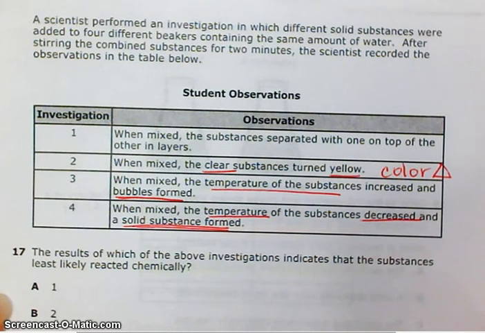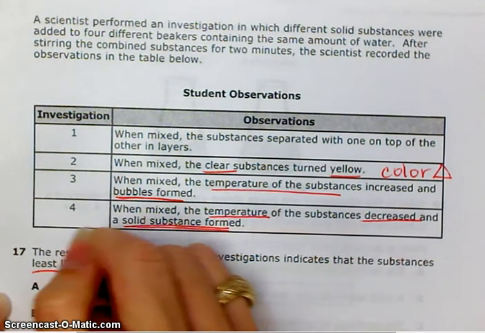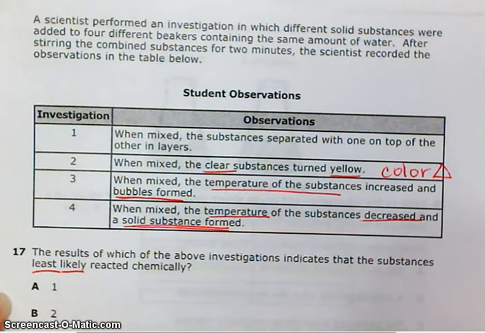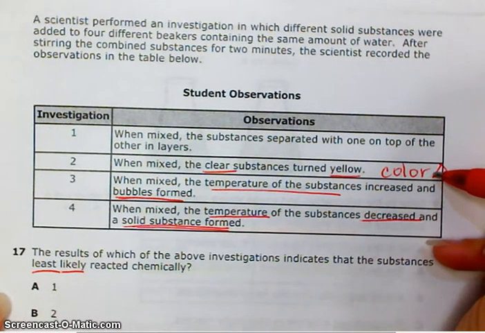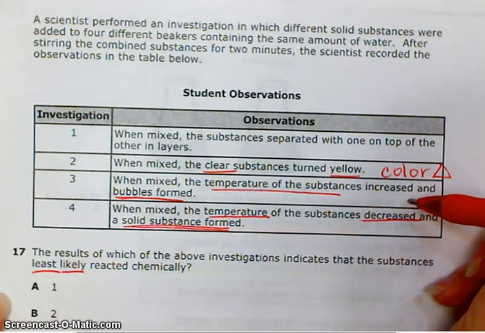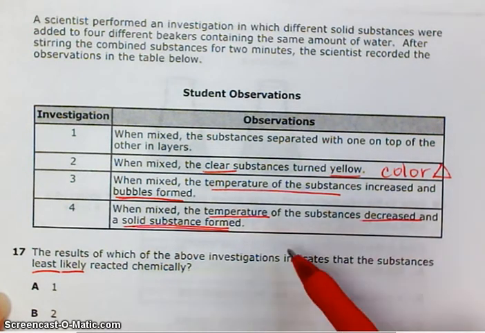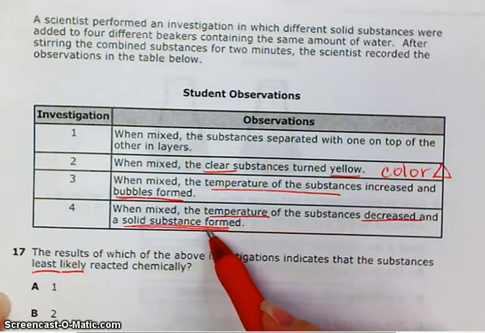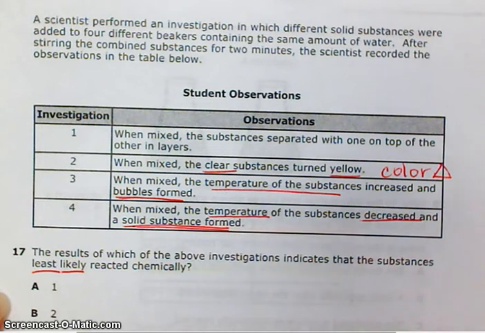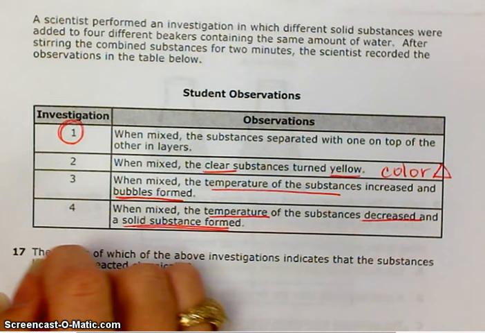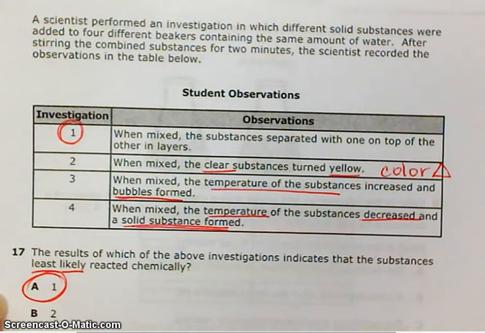So the results of which of the above investigations indicates that these substances least likely reacted chemically? On investigation 2, there is evidence of a chemical reaction, a color change. On investigation number 3, there are 2 indications of a chemical reaction, a temperature change and the formation of a gas. On number 4, there are 2 things that indicate a chemical reaction, a temperature change and the formation of a precipitate. The only investigation where you don't see any evidence of a chemical reaction is investigation 1. So that's going to be answer choice A.